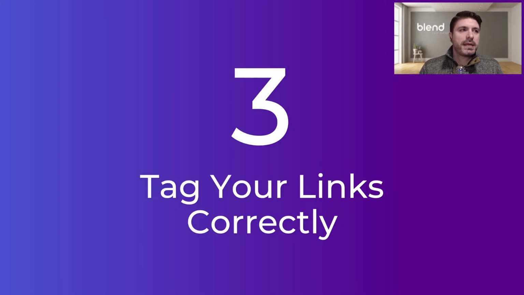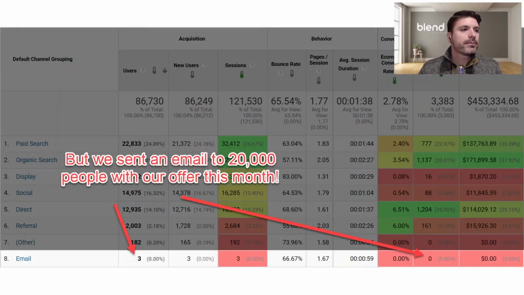Step number 3 is to tag your links correctly. Google Analytics understands some of the traffic that's coming to your site, such as search traffic or traffic from other websites, or your Google Ads traffic if you link your Google Ads account in. But it needs help with other traffic. So for example, if you don't tag your email newsletter links, Google Analytics categorizes that traffic as direct traffic, and you'll have no way of ever really knowing how much revenue came from your email campaigns.